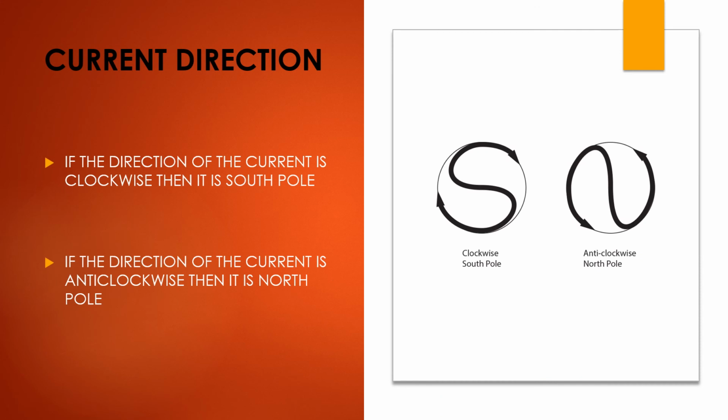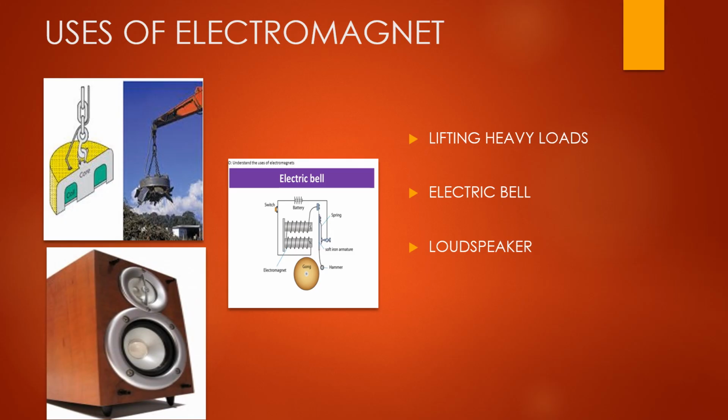In an electromagnet, if the direction of the current is clockwise, then it is a south pole, and if it is anti-clockwise, then it is a north pole. Uses of electromagnets: electromagnets are used in lifting heavy loads. They are used in electric bells and in loudspeakers.